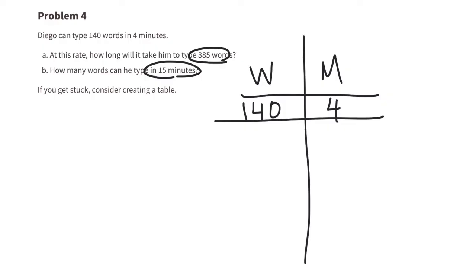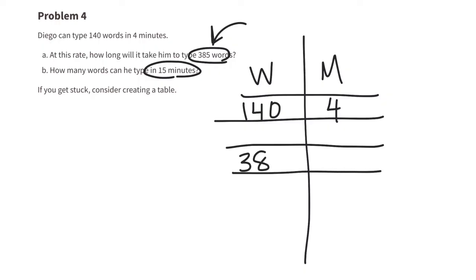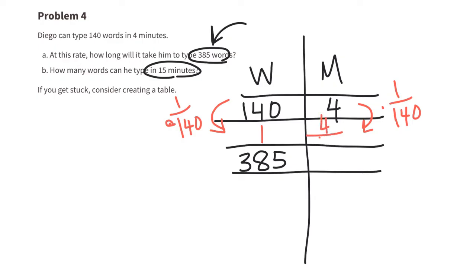So let's do it. I want to figure out 385 words, so I want to turn that 140 into 385. First thing I'm going to do is turn it into a unit rate. I'm going to multiply by 1/140th, which is going to give me 1. Which means I'm going to divide by 140, or multiply by 1/140th. And that's going to give me 4 over 140.